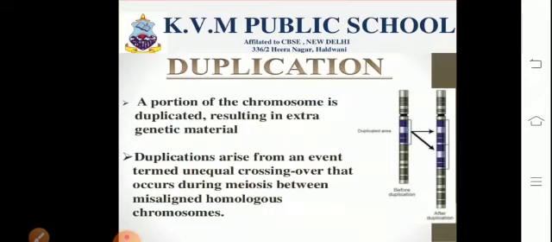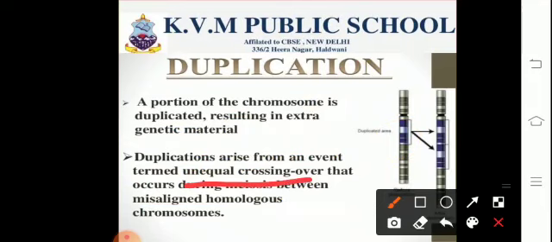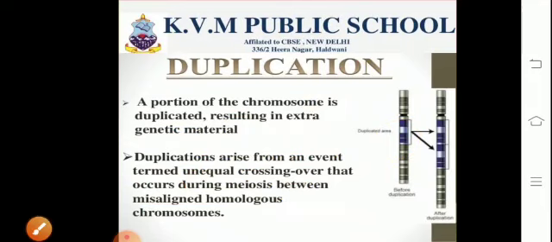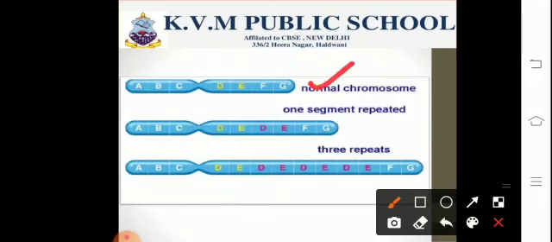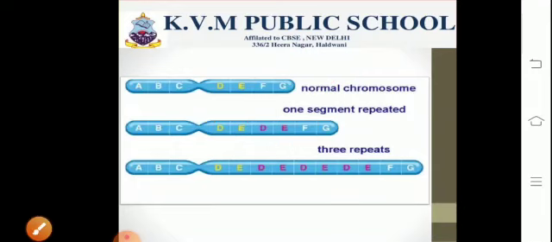Next is duplication, where there is addition of extra genetic material. Duplication could be because of unequal crossing over during meiosis. As can be seen here, in the first pictorial representation we see the normal chromosome. In the second, the sequence DE is repeated once. And in the next, there are 3 repeats of DE, which will lead to production of a faulty protein.